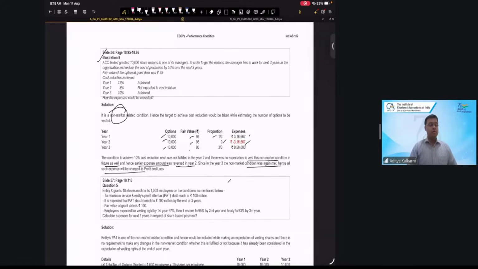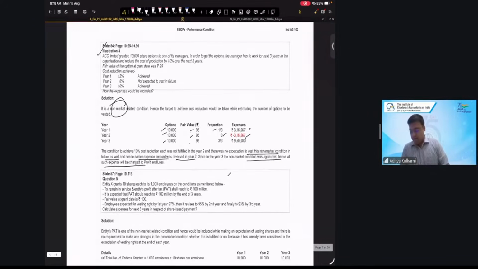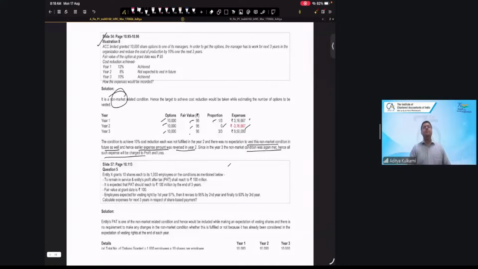So therefore, the accounting will not capture the changes; they are ignored before actual vesting in the event of a market linked performance condition. The changes will be ignored because the possibility of meeting the condition is factored in the fair value itself.